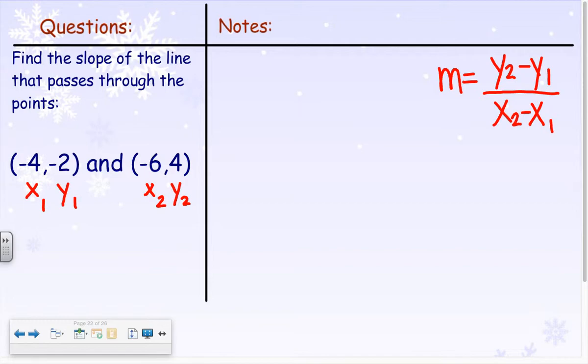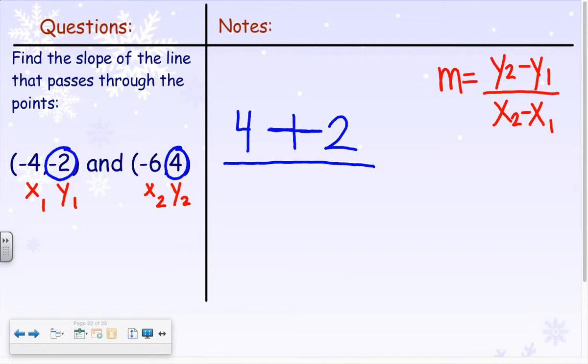Okay, so I'll follow my formula again. I start with y2, which is 4, minus y1. Now notice y1 is a negative 2. So then I have to do 4 minus a negative 2. So that's going to change into a plus sign.